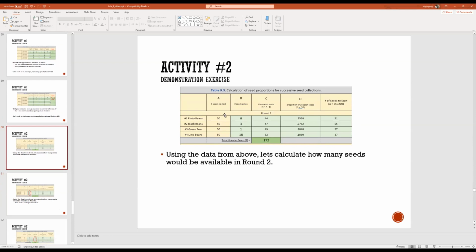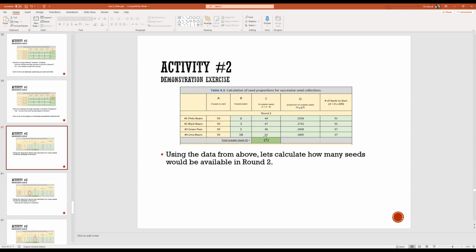So for pinto beans, we start off with 50 pinto beans. How many did we eat? We ate 6 pinto beans. So how many are left over? Well, you do 50 minus 6, which is 44. And then you would do that for all of these, because completing A, B, and C first is the easiest. So then you would do it for black beans. If we started off with 50 black beans, you ate 3, 47 were uneaten. Started off with 50 green peas, you ate 1, 49 are left over. You started off with 50 lima beans, you ate 18, so you have 32 left over.